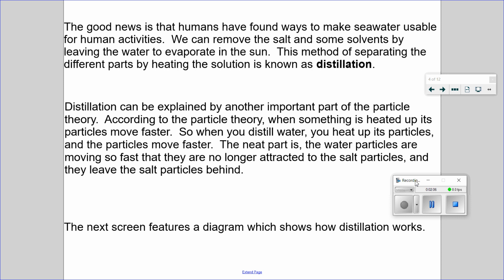Distillation can be explained by another important part of the particle theory. According to the particle theory, when something is heated up, its particles move faster. So when you distill water, you heat up its particles, and the particles move faster. The neat part is, the water particles are moving so fast that they are no longer attracted to the salt particles, and they leave the salt particles behind. On the next screen, I'm going to show you a diagram which shows you exactly how distillation works.